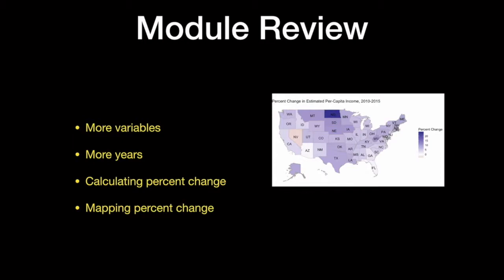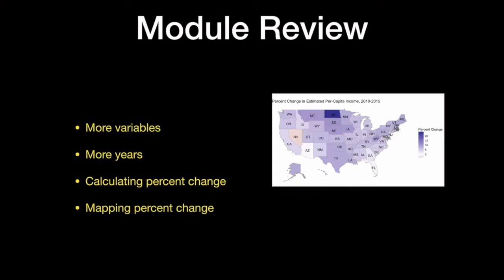We're now at the end of Module 3, Variables and Vintages. Let's review what you've learned. You entered this module knowing only how to map state population estimates. In the first lesson, More Variables, you learned how to map lots of other variables, including per capita income.